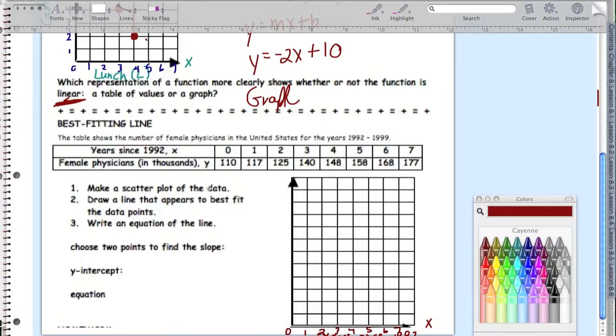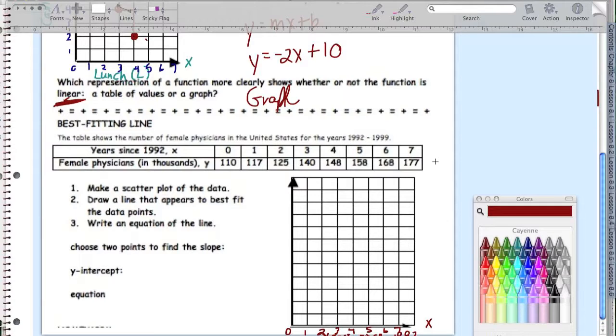Now whenever we go to do our female physicians in thousands, we see that we're working from 110 all the way up to 177. And actually this is thousands. So this is like 110,000 up to 177,000. But we're just going to plot the values as they're given.